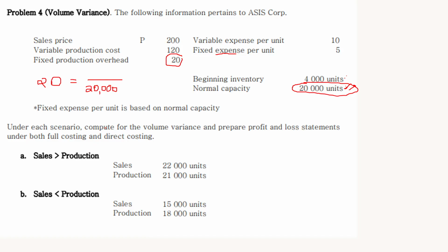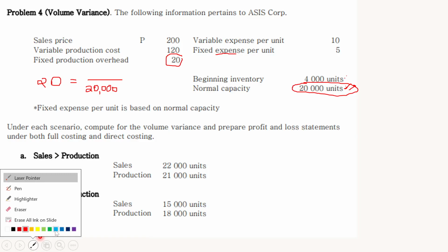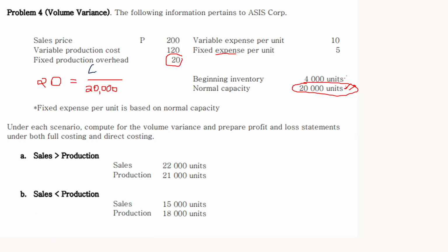So yung question, magkano yung binudget natin na fixed overhead? Ang kailangan natin gawin, i-work back lang natin. 20,000 times 20, the answer is 400,000.